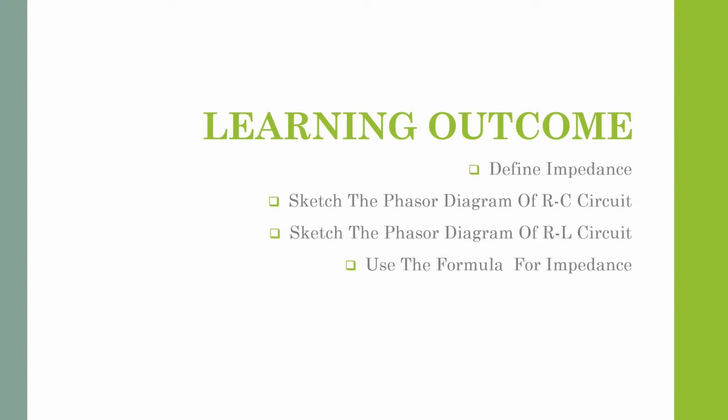Learning outcome for today's lesson: we need to define impedance. Impedance of a circuit can be determined by drawing a phasor diagram. So, in order to do that, we will learn how to sketch the phasor diagram for an RC circuit and an RL circuit, and use the formula for impedance in an RCL circuit.